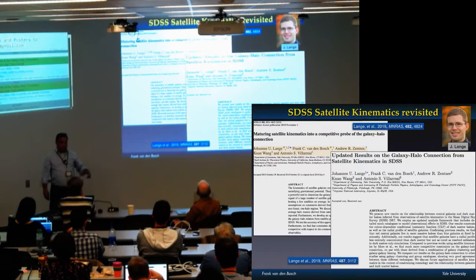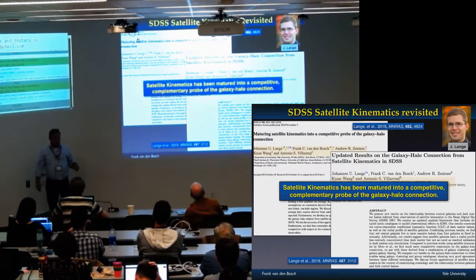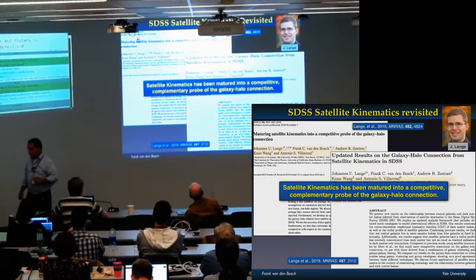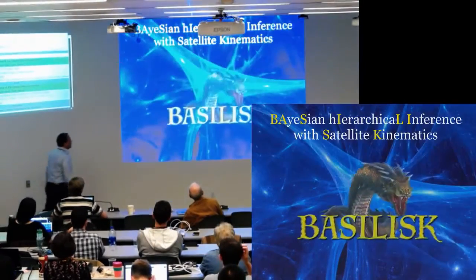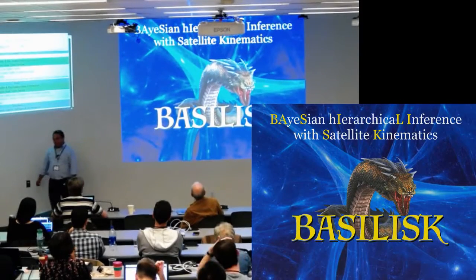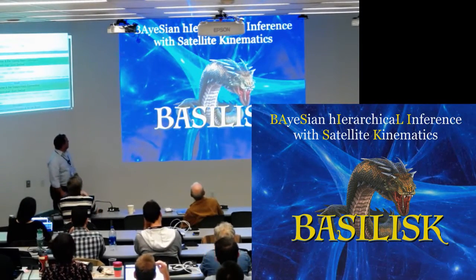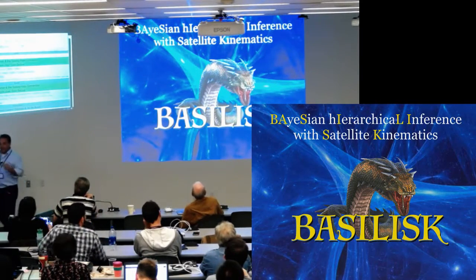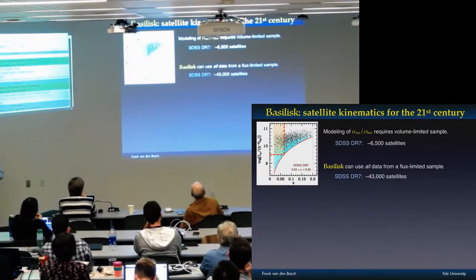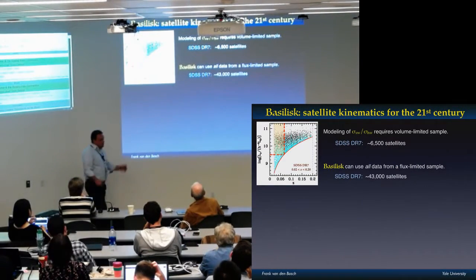Okay? So the take-home message from all of that is basically that we now have this additional method which really has been matured into a competitive, complementary probe of the galaxy-halo connection. So what's next? What's next is Basilisk. Basilisk is a perfectly legitimate acronym for Bayesian hierarchical inference with satellite kinematics. And it's satellite kinematics on steroids, and it has a number of advantages.